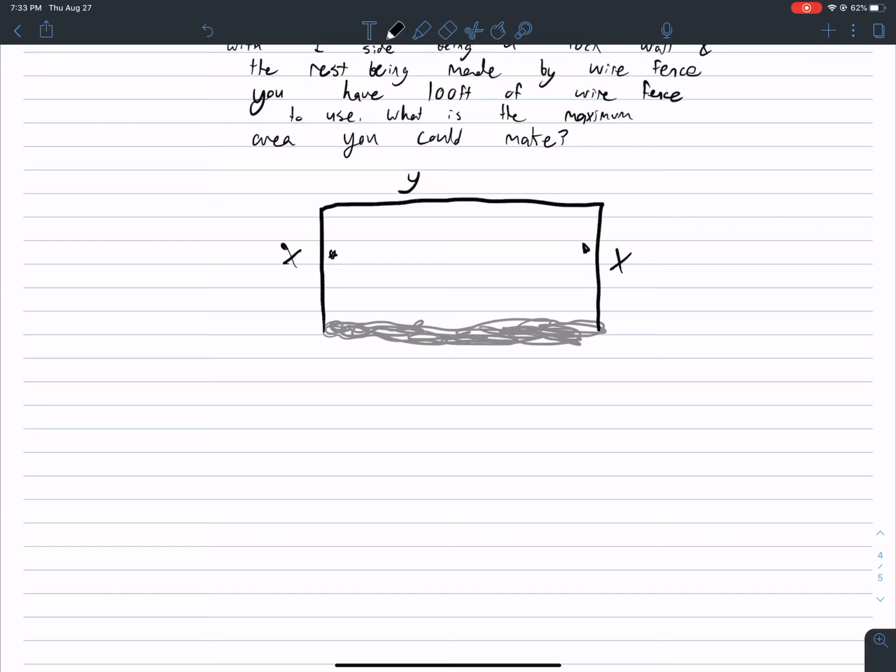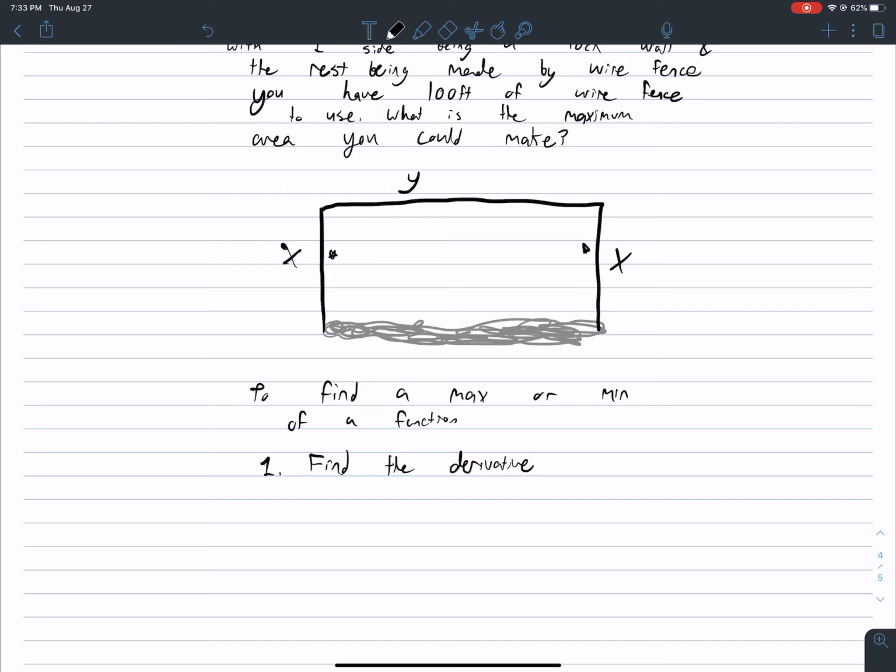What you're doing with optimization is you're using derivatives to find either the maximum or the minimum of a function. So I'm going to go over that real quick. To find a max or min of a function, you do a couple of steps. First step, find the derivative.